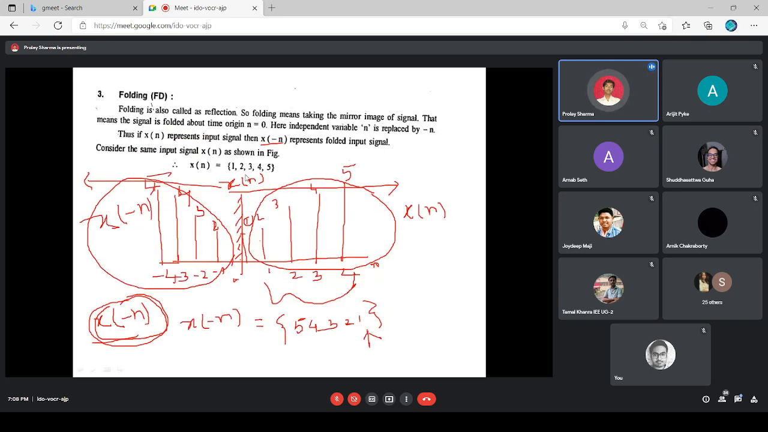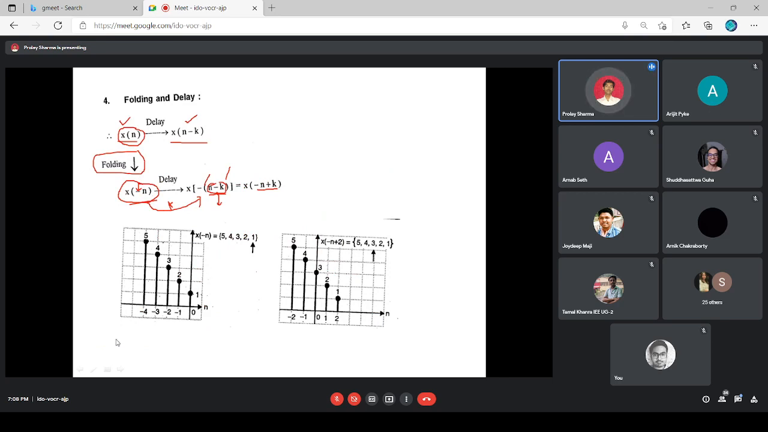So this is the folded signal. The signal is started with this. Now with that folded signal, we are giving some delay. After giving 2 units of delay, the signal will shift towards the right hand side. So folding and delay: first we have folded the signal, then we have delayed the signal. So this you can write x[k-n].